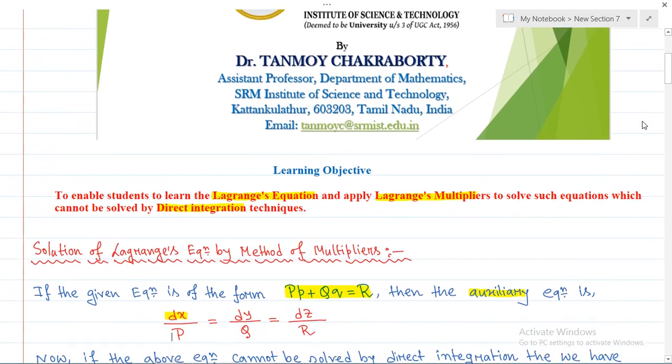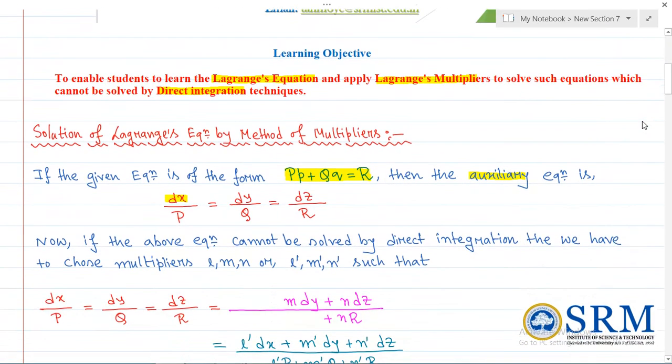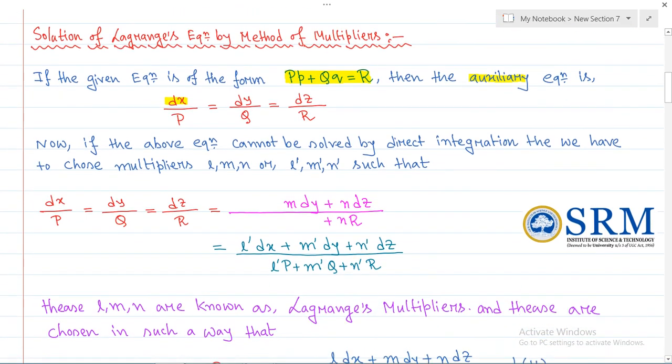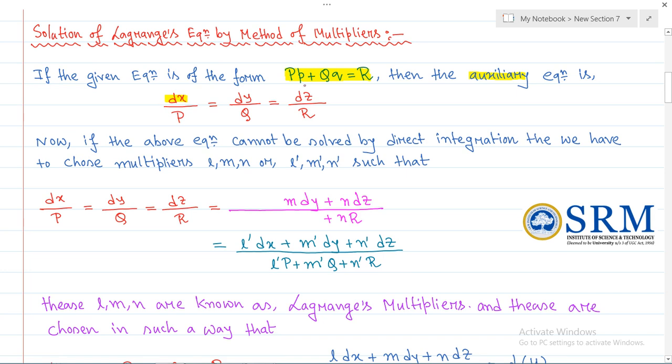So in this video lecture, what are the things we are going to learn? We are going to learn Lagrange's equation and how to apply Lagrange's multipliers to solve such equations whenever the direct integration technique fails. So what is Lagrange's equation by the method of multipliers? Suppose the given equation is in the form of the quasi-linear equation capital P into small p plus capital Q into small q equal to capital R.